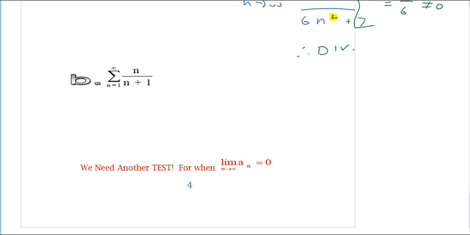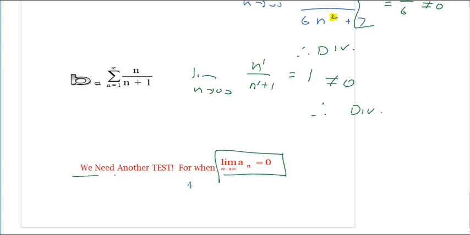Okay, the last one here. If I apply the nth term test, I get limit as n approaches infinity of n over n plus 1. Once again, take a look at the highest degree. It's 1, so the limit is equal to 1. It's not equal to 0, so therefore it diverges. However, I want to say that for the problems where we had it equal to 0, we need another test. And so I'm excited.